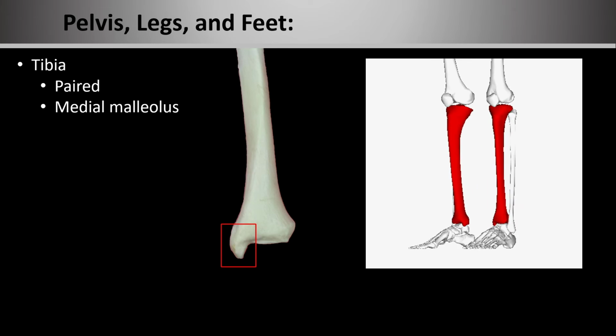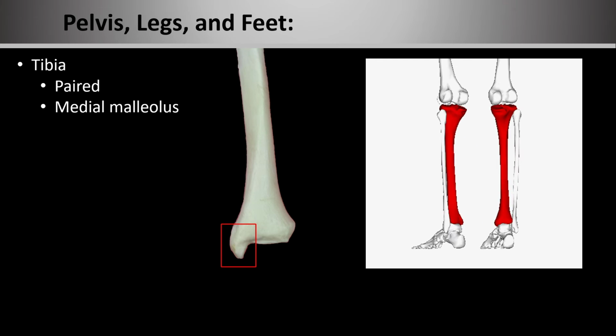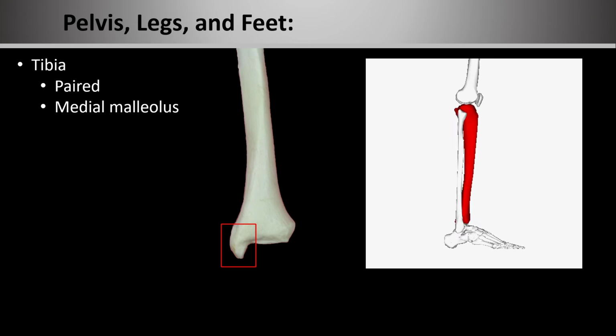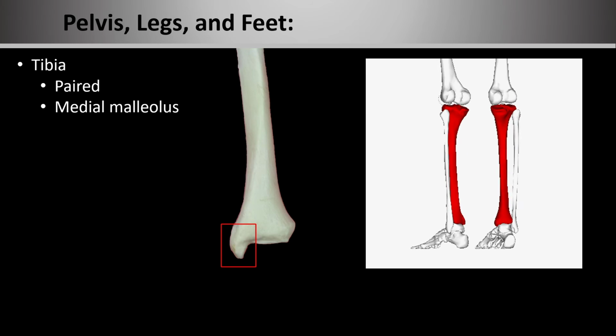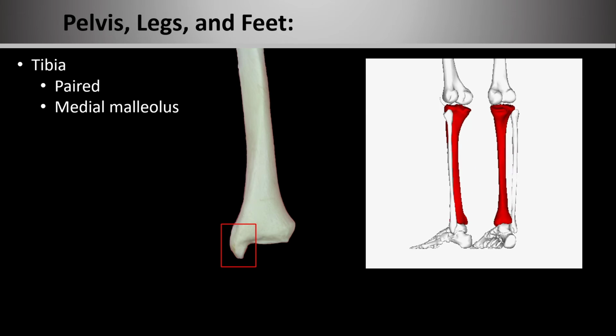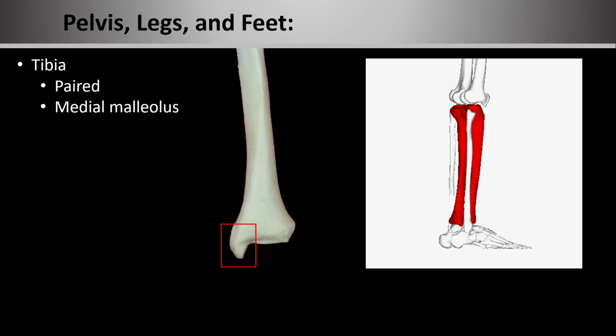The distal tibia has a distinct feature. This is called the medial malleolus. And this medial malleolus is not a process that sticks off. It's an actual distinct feature. It actually anchors your tibia within your ankle. So that medial malleolus helps you to hold your foot articulated to your lower limb.